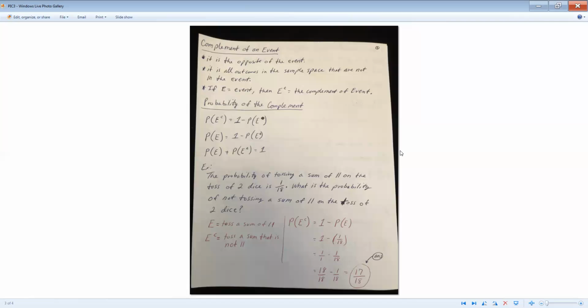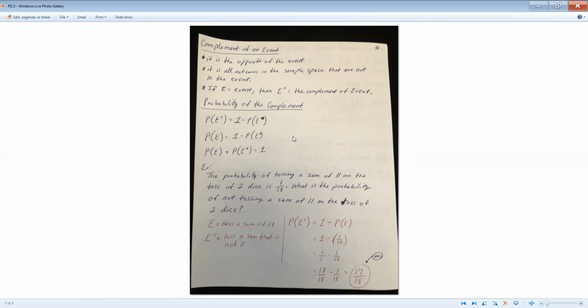Now we'll quickly look at the complement of an event. Complement is the opposite of an event. It represents all outcomes in the sample space that are not in the event. If my event is E, then the complement of my event will be E to the C. We have the C superscript up here. That will be the notation for the complement of your event.